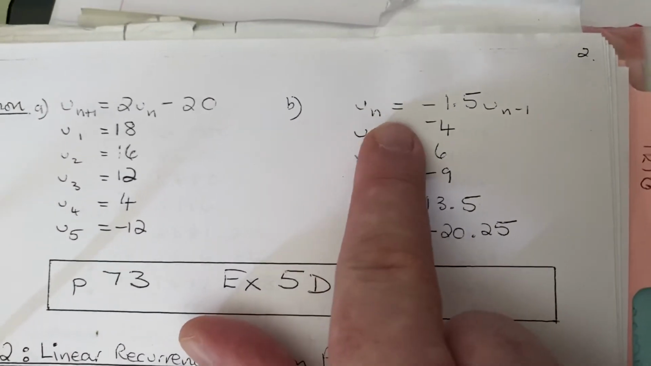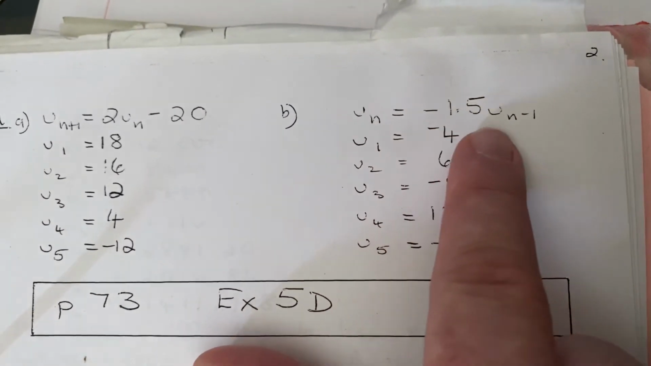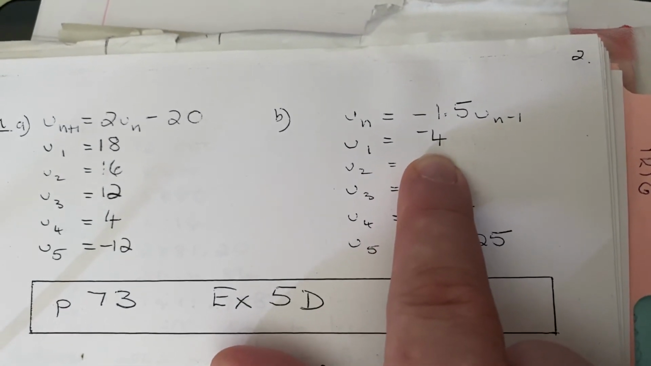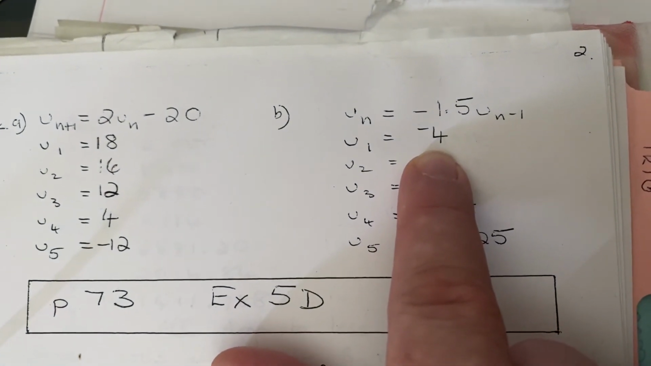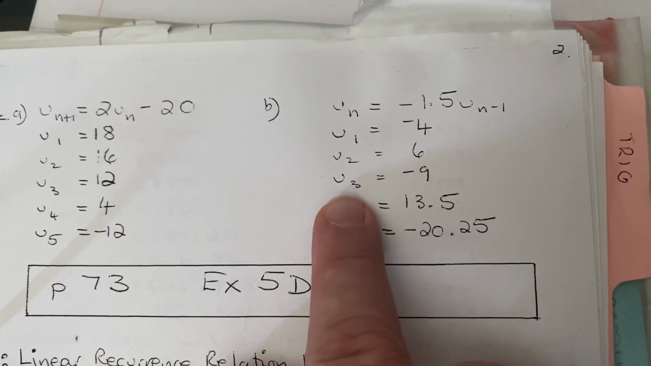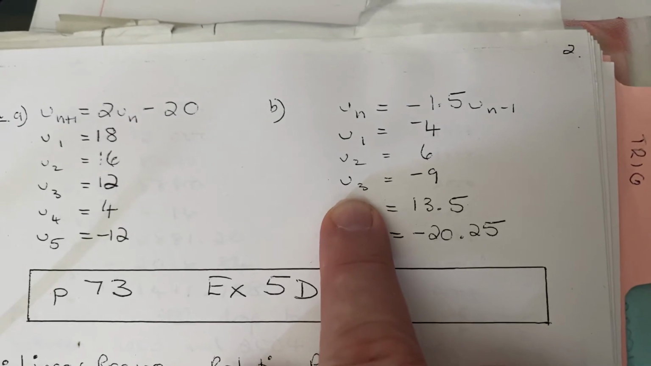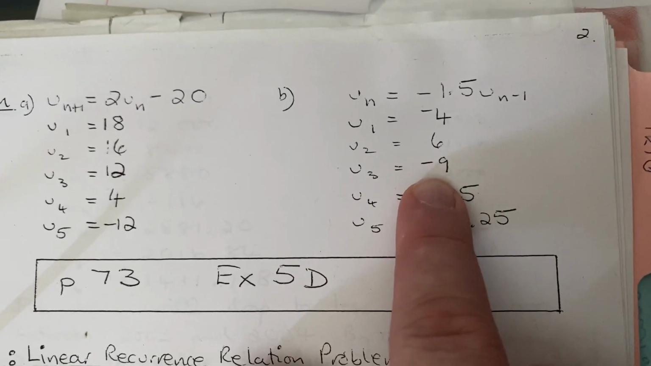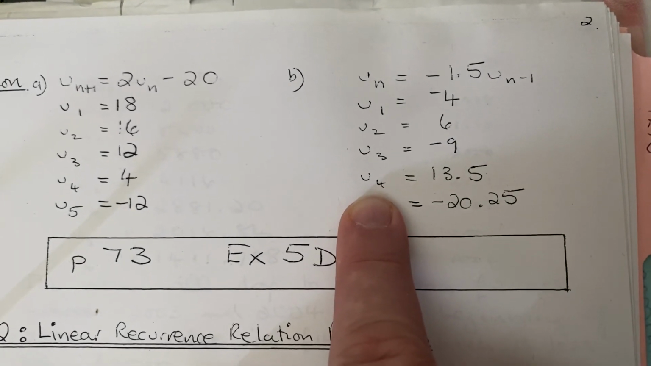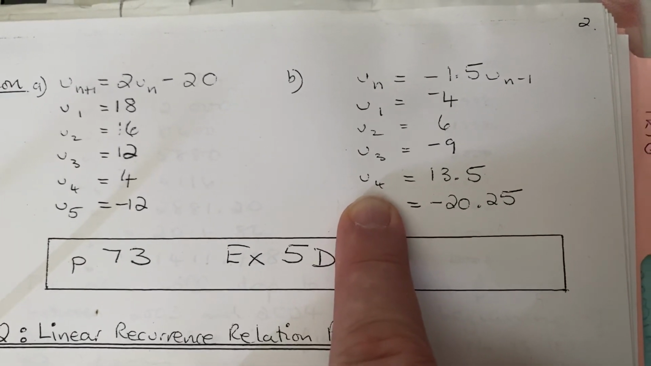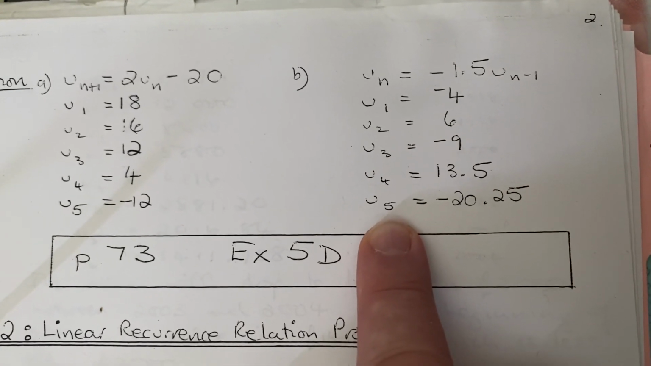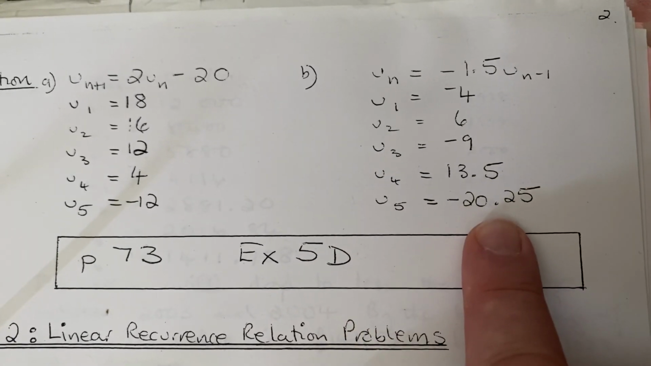For the second one, un = -1.5 un-1, where u1 is negative 4. So u2 will be negative 1.5 times negative 4, which is 6. u3 will be negative 1.5 times 6, which will be negative 9. u4 will be negative 1.5 times negative 9, which will be 13.5. And u5 will be negative 1.5 times 13.5, which will be negative 20.25.